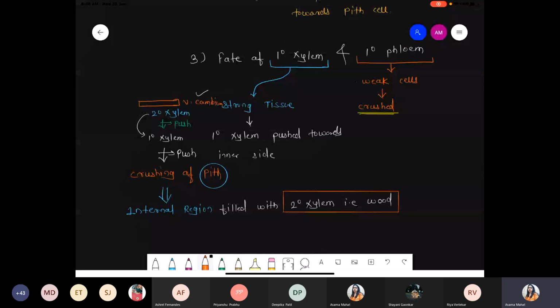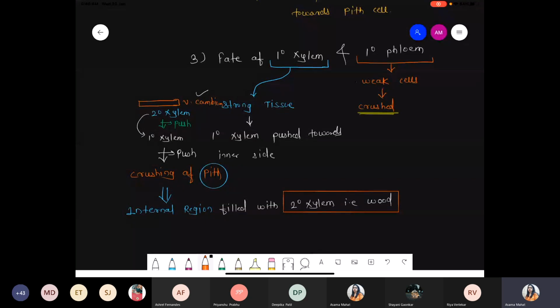The primary phloem will be weak, so ultimately it can readily crush. But now what happened? The secondary xylem, which is exactly present below the vascular cambium, has more activity, it is more active, so it can rapidly multiply. The number of secondary xylem cells increases, and now they exert pressure and push the primary xylem. Okay, the primary xylem is again pushed to the internal side, right? And now the primary xylem pushes towards the inner side, and whatever pith cells are present on the inner side get crushed.